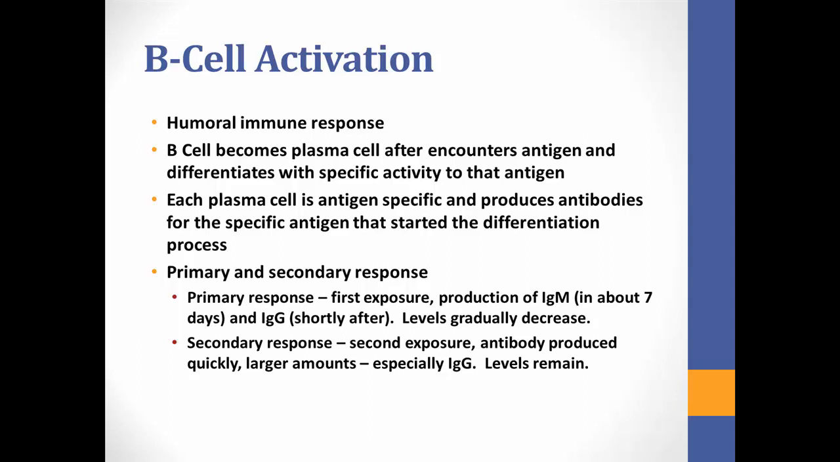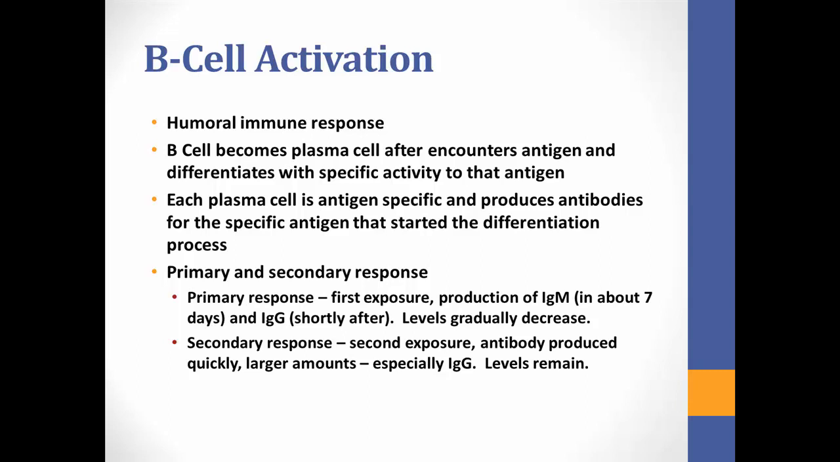In the primary response, this is the first exposure. With the first exposure to the antigen, there's a production of IgM, and this occurs usually in about 7 days, and that then leads to the production of IgG. Because this was a first response, you would say that the organism was naive to that antigen, and the levels will gradually begin to decrease unless it's continuously stimulated. So those levels will decrease.